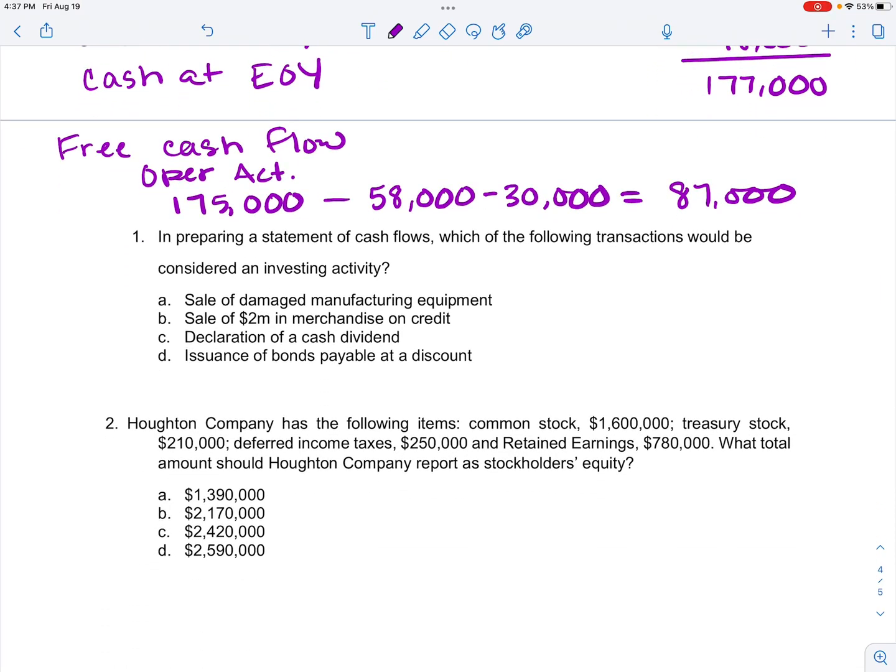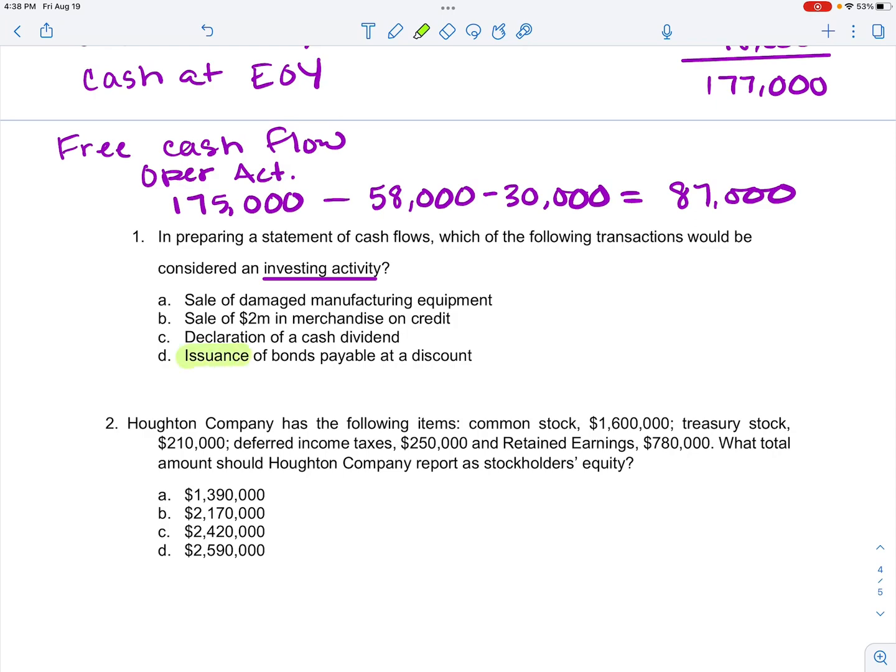All right, let's look at two different types of multiple choice questions. You do these long homework problems and it's all condensed into 4 lines for a multiple choice question. So let's look at what that looks like. Again, for the statement of cash flows, it's really important to know what goes into each section, and that's what this first question is asking you. They want to know which is considered an investing activity.